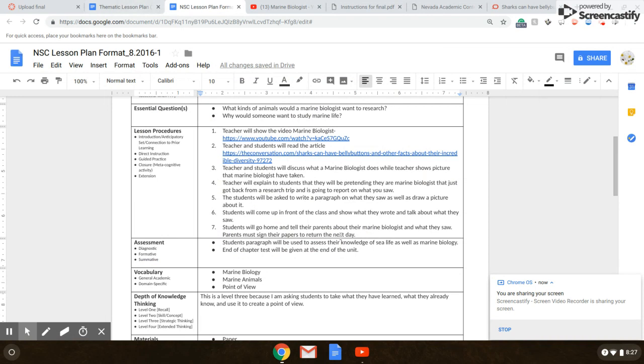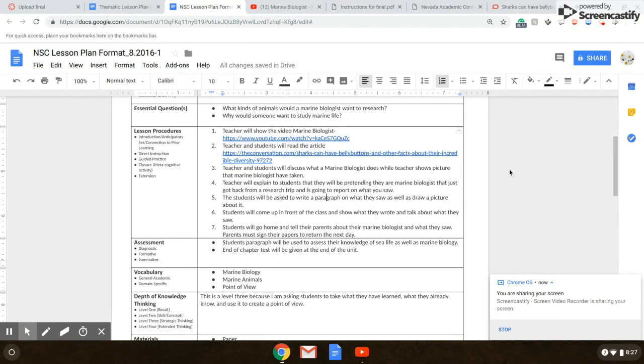And then I also have an article, and we will read the article together while I put it up on the overhead. So students will be able to look at it and we will read it together because it's a bit of a harder read. So I obviously don't want my students struggling through that and trying to read something that's too difficult.